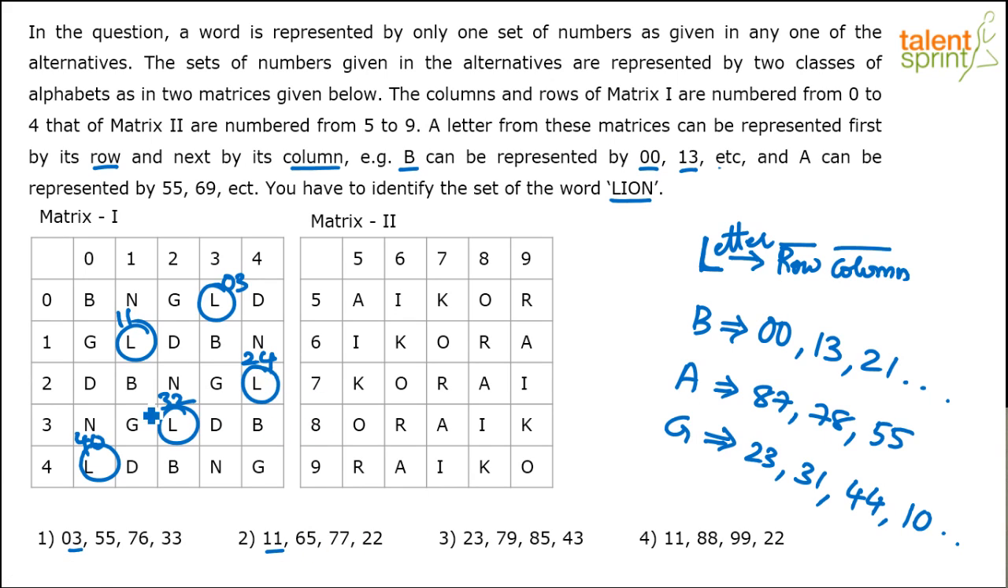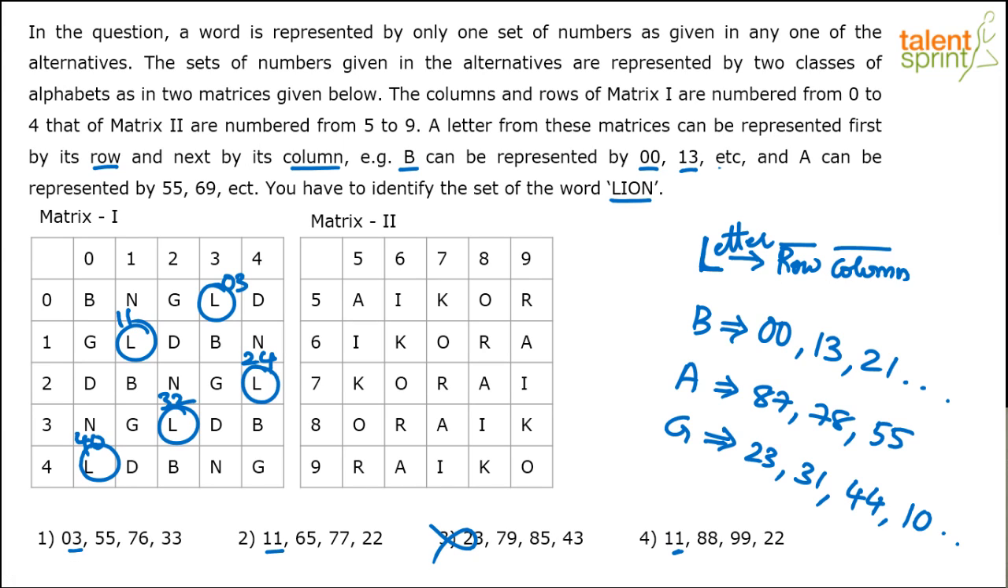2,3 is not possible. Here L is given as 2,3. See, these are L-I-O-N, L-I-O-N, L-I-O-N, L-I-O-N. So we have L as 2,4, but not 2,3. 2,3 is G. So this is eliminated. 1,1 of course is possible. So I think 3 options are remaining.